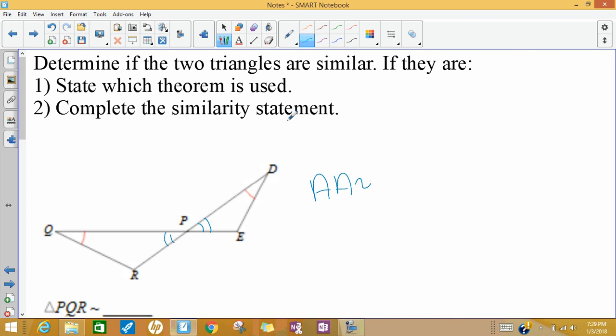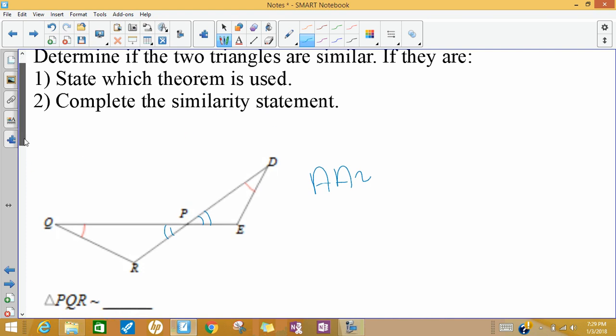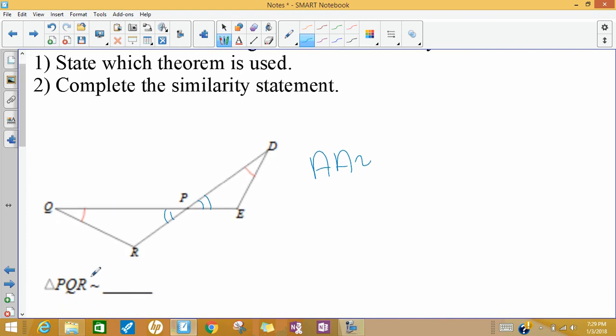So since they're similar, I want to complete this similarity statement down here. It's very close to a congruent statement, except we use this similar symbol, the squiggly. And so we name it just like we did with congruent triangles. Triangle PQR is similar to triangle PDE. So I have to name them in the correct order.